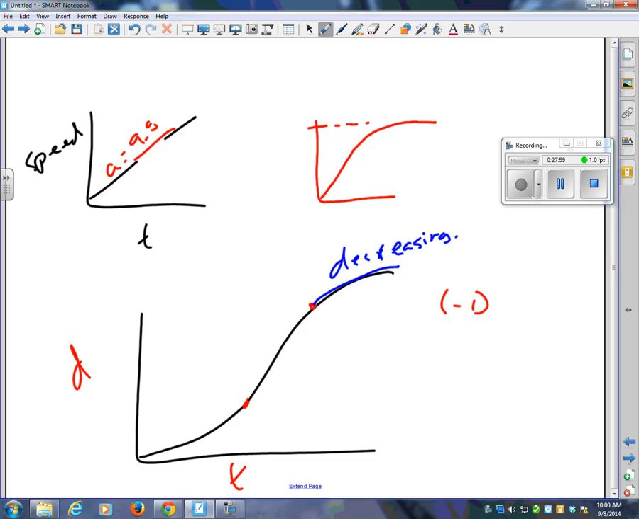Over which interval was the speed increasing? When is it speeding up? Right here, 0 to 6 exactly. From 0 to 6, it's increasing in speed. How can you tell? Because the slope is getting steeper. Is it all coming back to you now?